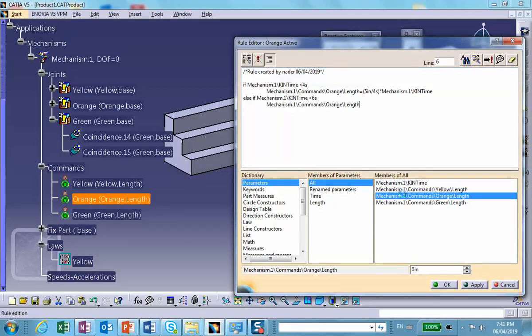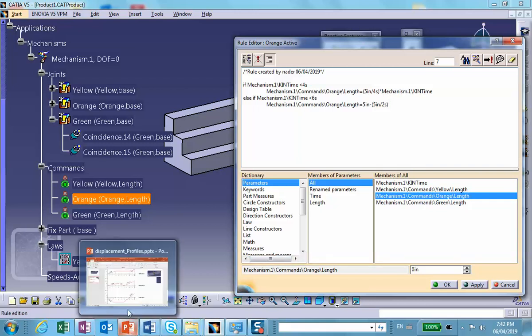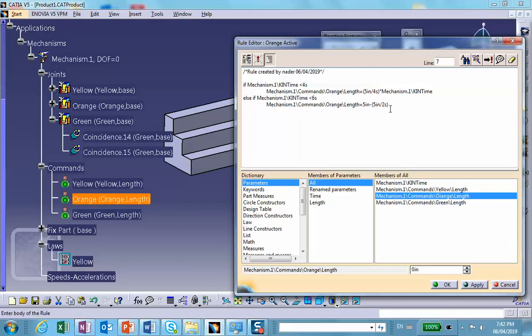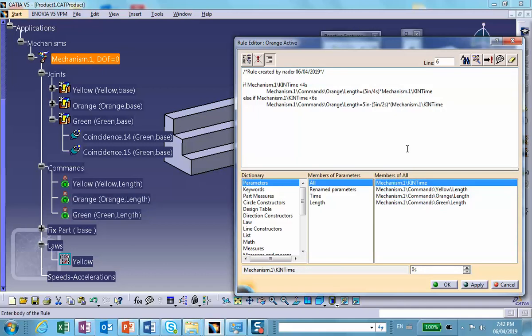The orange command is equal to, remember it was at 5 inch location. It was at 5 inch. And then we have to say minus, because it goes in the other direction. 5 inches in 2 seconds, if I'm not mistaken. Let me check this. 5 inches in 2 seconds. Yep. Times parentheses time minus 6 seconds.